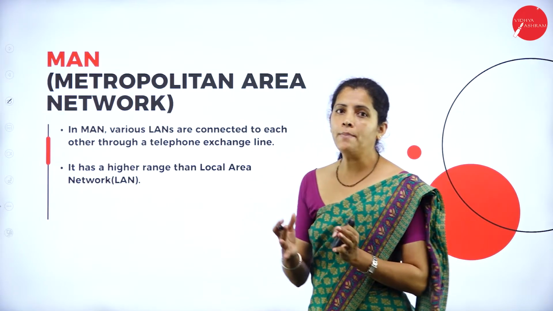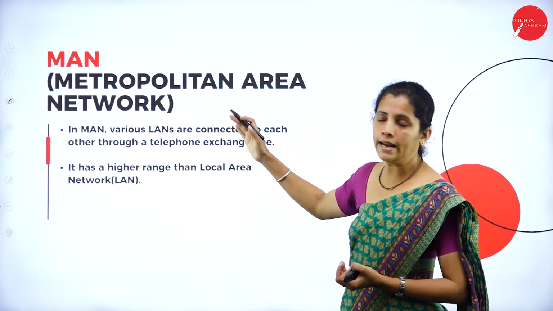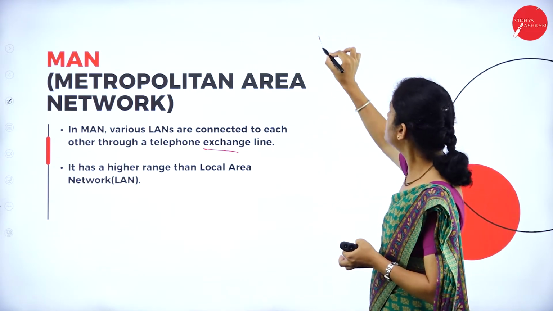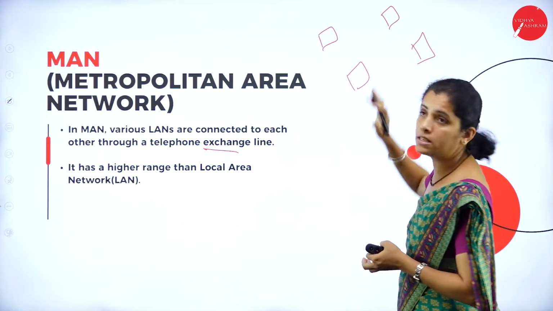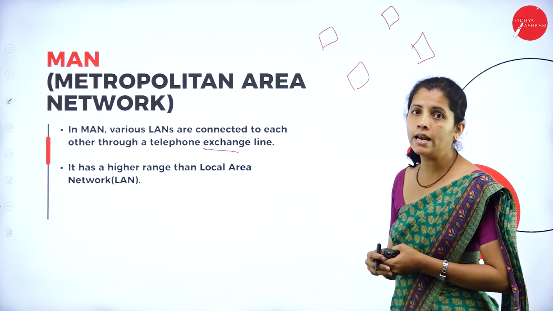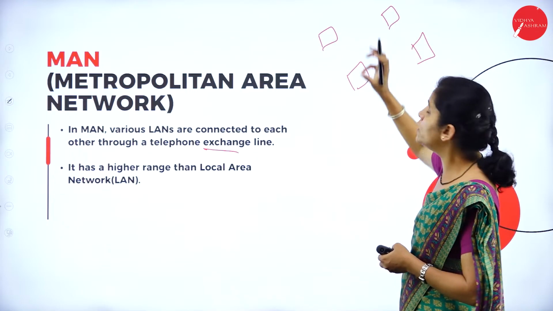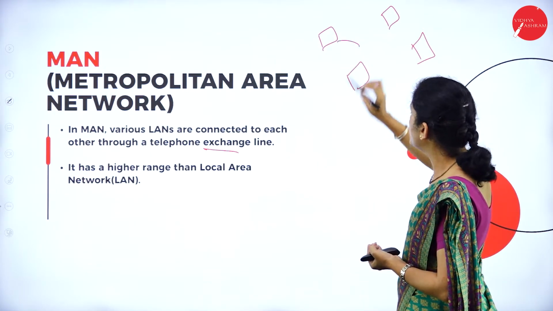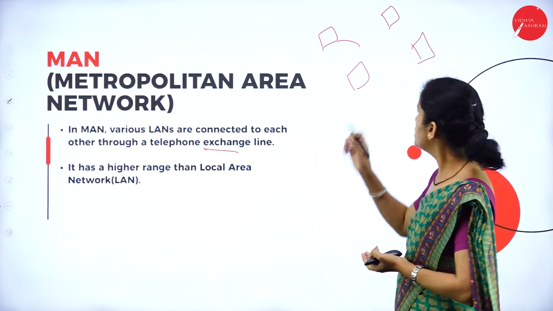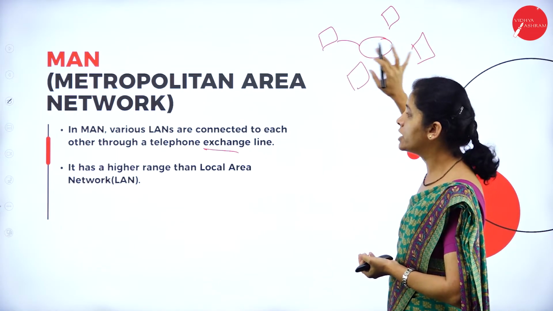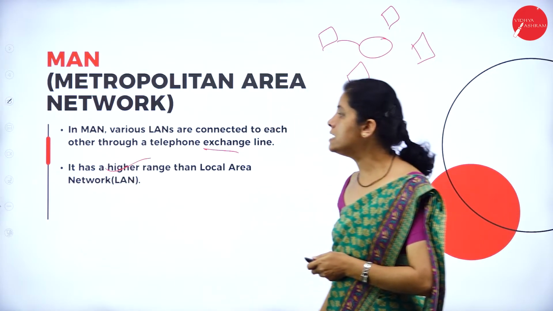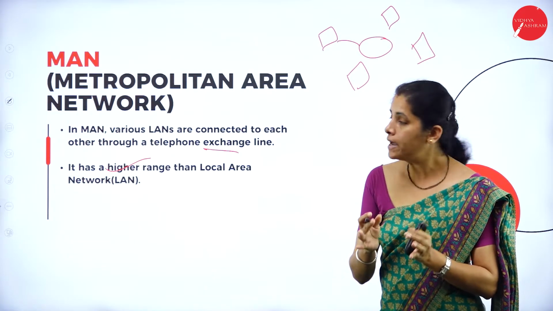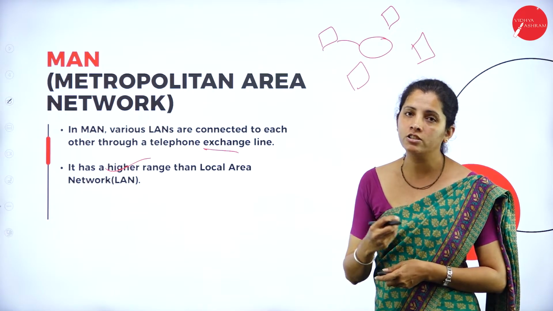So, in MAN, we are able to connect various LANs. How am I going to connect various LANs? That is through the telephone exchange lines. Now, I have four cities and the four cities are going to make use of LAN, that is local area network, and they want to communicate with each other. And how are they going to communicate? Is it a physical or logical path between these cities? So for that, I'm going to have the telephone exchange line. By using the telephone exchange line, I am able to communicate with each other. And it has a higher range than a local area network. By using a local area network, I can cover only a very small distance. By using a metropolitan area network, I can cover a larger distance.